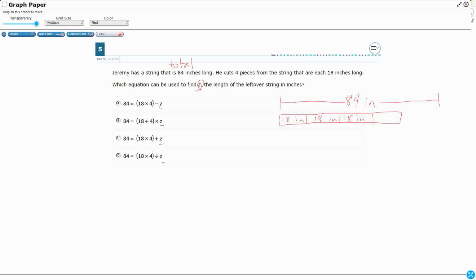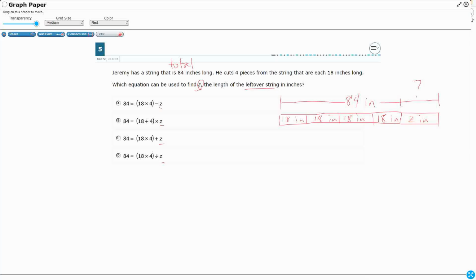All right, then after he's cut these 4 sets of 18 inches, he wants to find Z, the length of the string left over. So that's why I left a little bit of leftover, because I knew that there was going to be something that we had to find. So I'm going to draw a bar to go to the end here, and that's going to be Z inches. So 18, 18, 18, 18, and Z all together should make my 84.